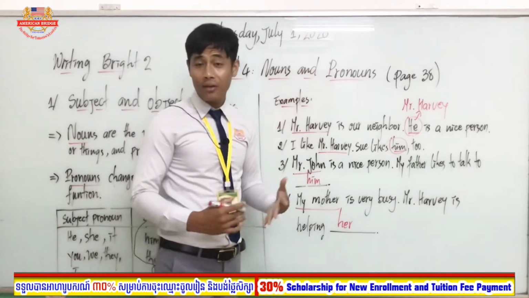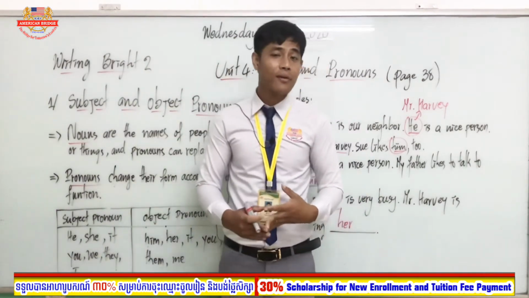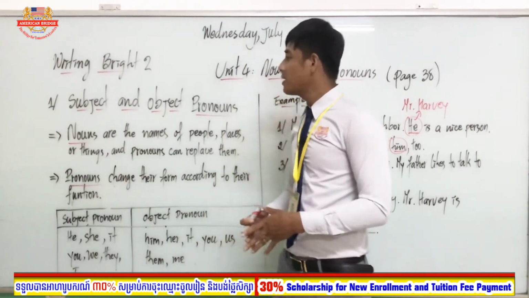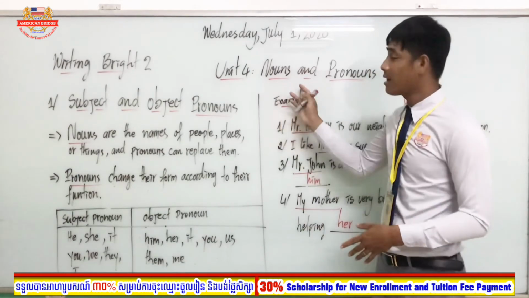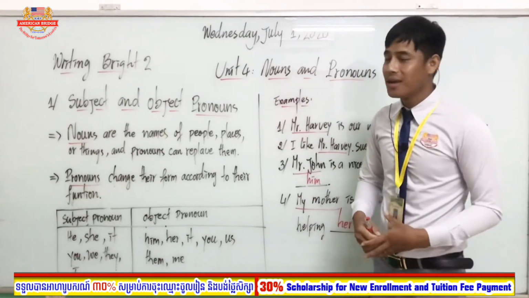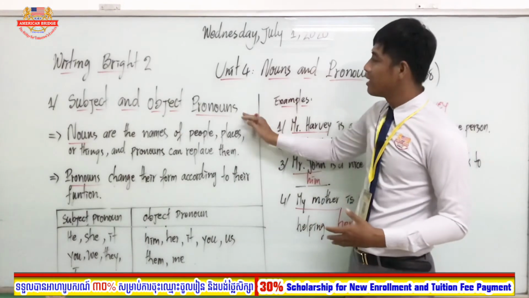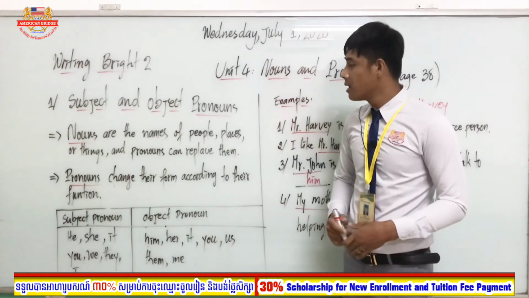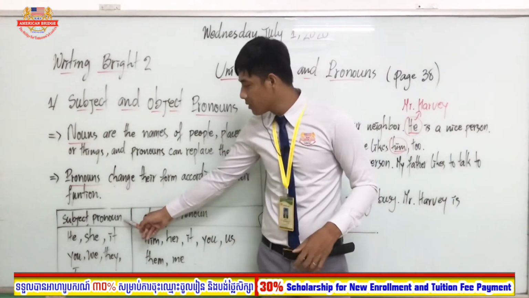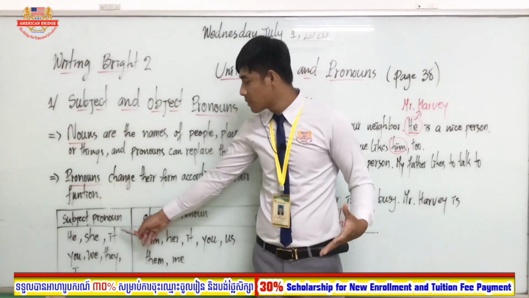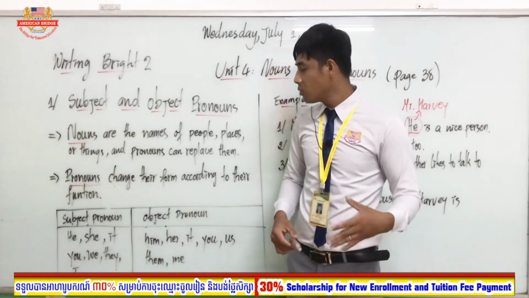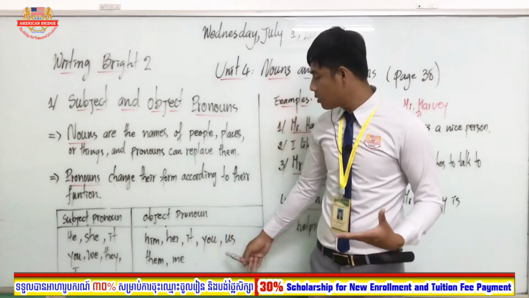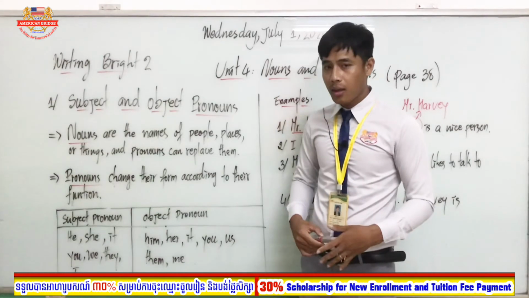Okay, so teacher believes you do. Before teacher finishes this video, the teacher will sum up what we have learned today. Today we learned about a new lesson, a new unit, nouns and pronouns. So we are in part 1 right now, subject and object pronouns. Subject pronouns are he, she, it, you, we, they, and I. And object pronouns are him, her, it, you, us, them, and me.